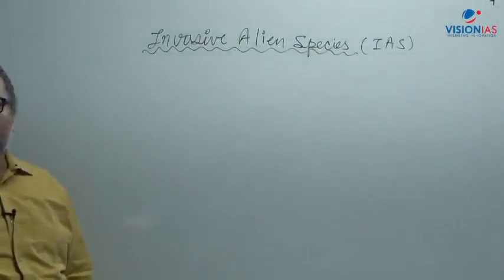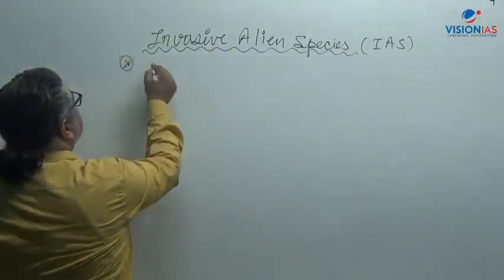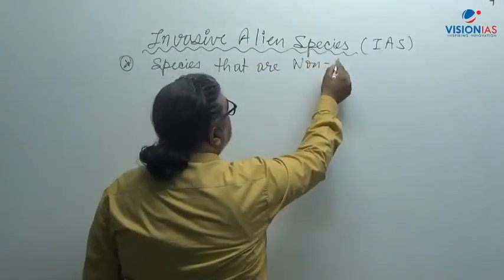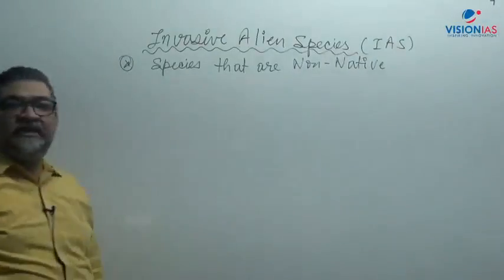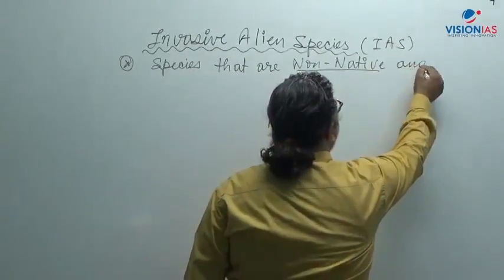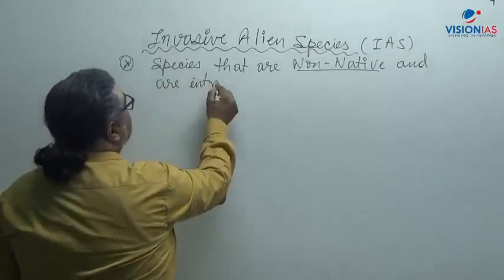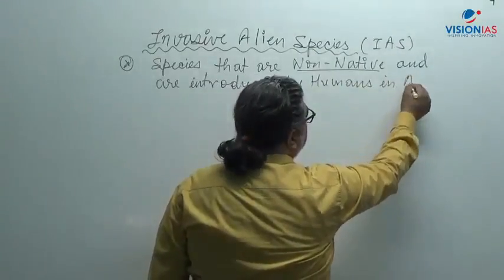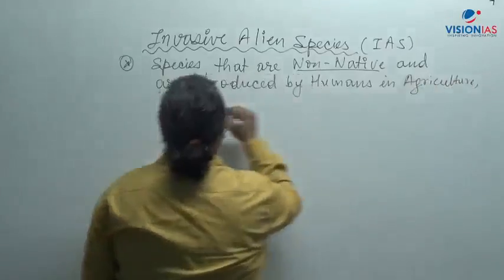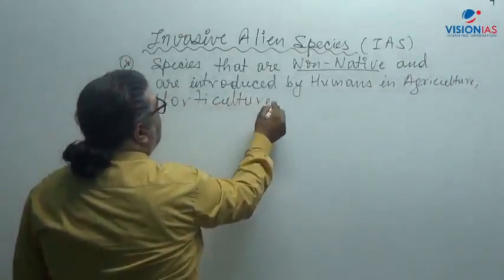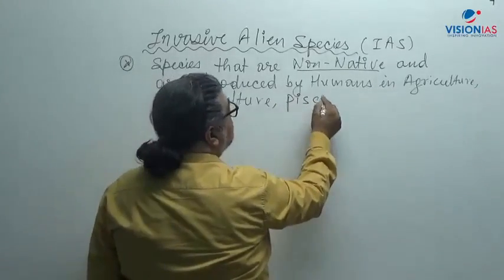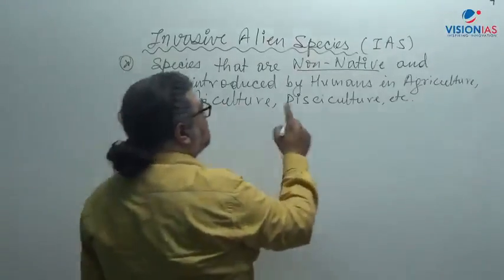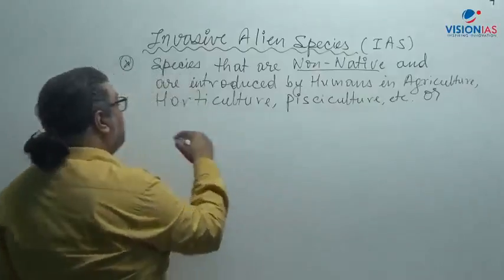Invasive alien species, also called IAS. What are those species? These are species that are non-native. They come from outside. They are non-native and are introduced, either by human beings in agriculture, horticulture, pisciculture, aquaculture, etc.